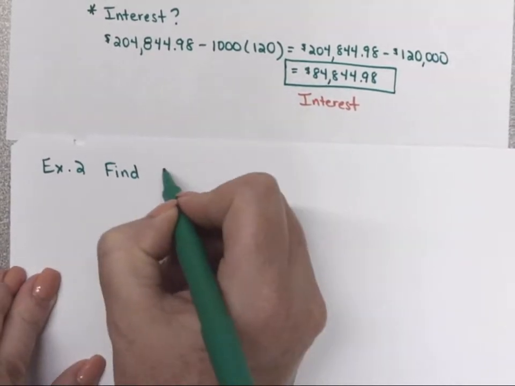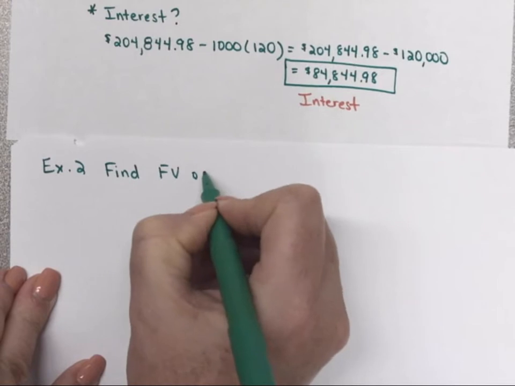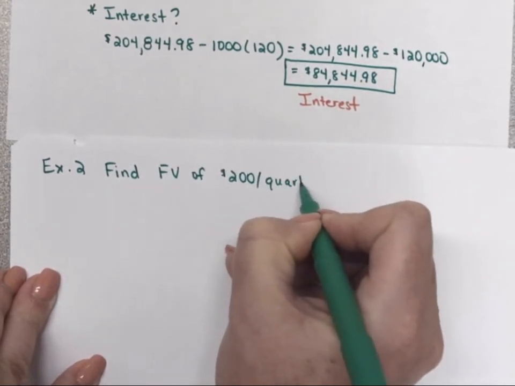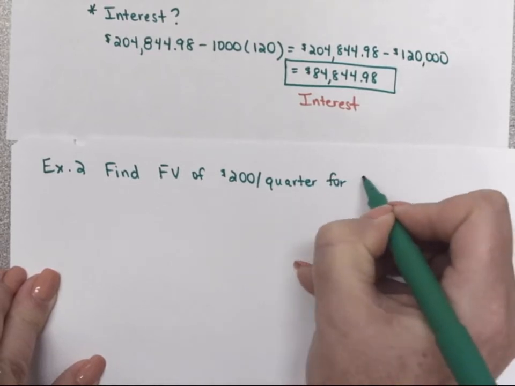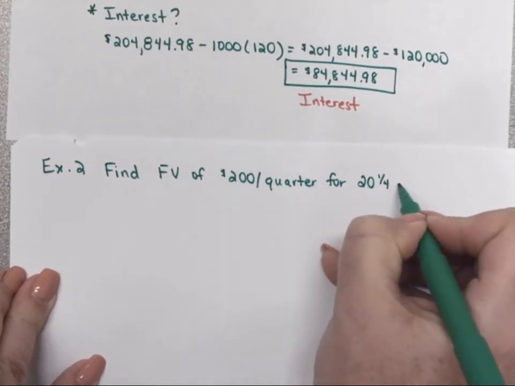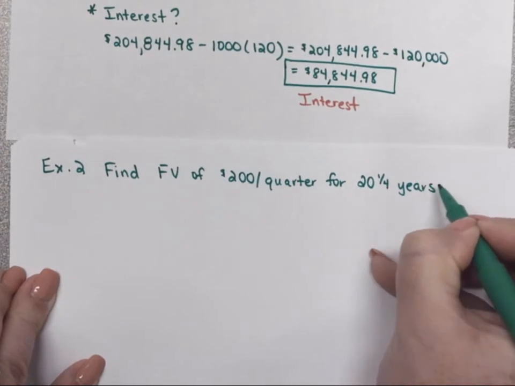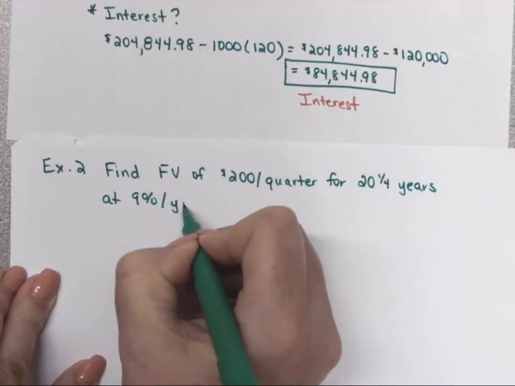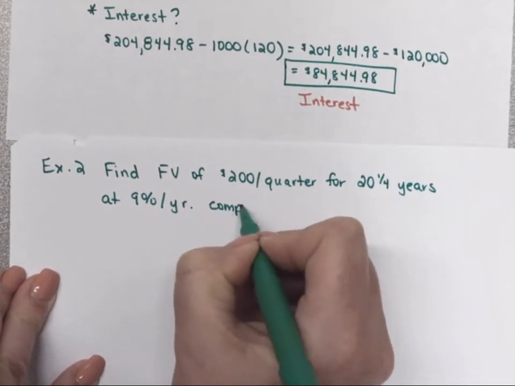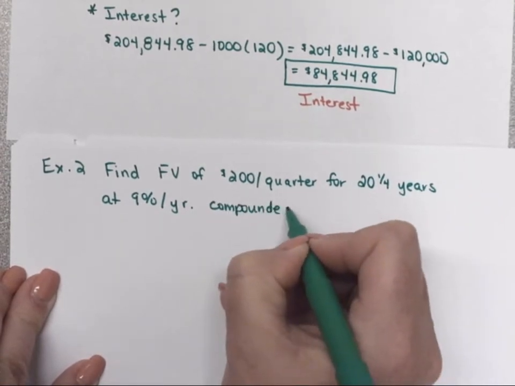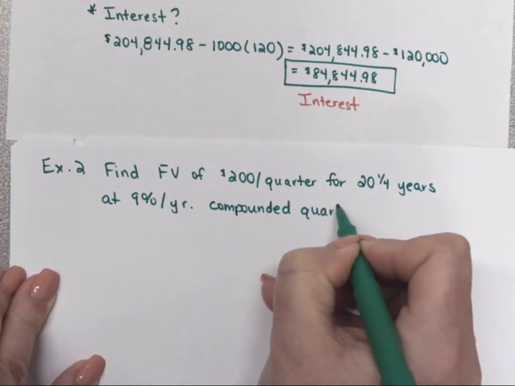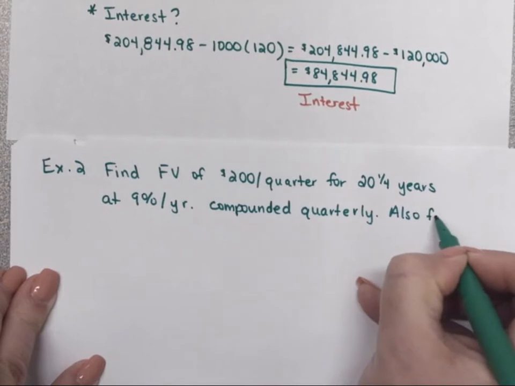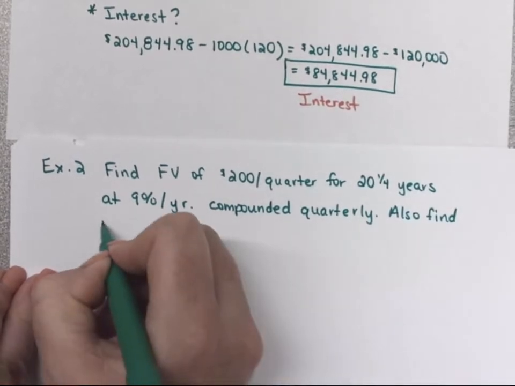So find the future value of 200 a quarter for 20 and a quarter years at 9% per year, compounded quarterly. And then also at the end, like the last one, I want you to find the interest earned.